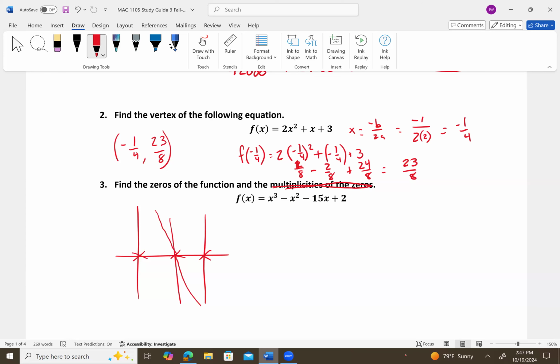So we hit second trace. Left bound is here, right bound is here. And that one becomes -3.478. Finding this one, left bound is here, right bound is here, and that is 0.132. And the third one, this one here, left bound, right bound, and that is 4.346.